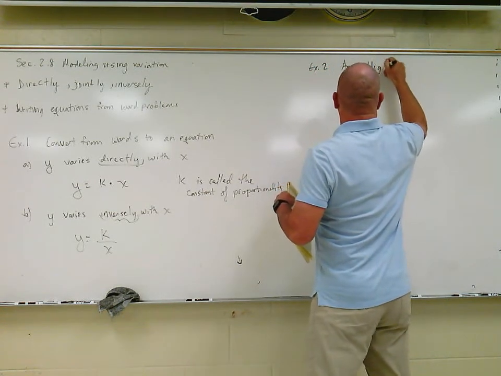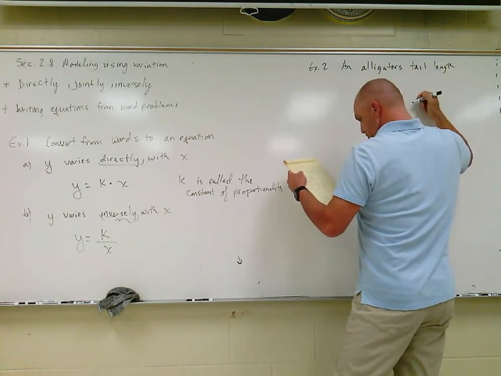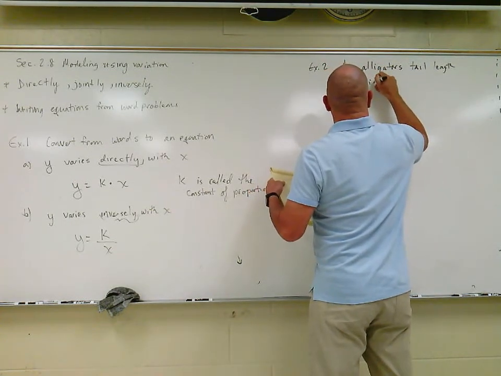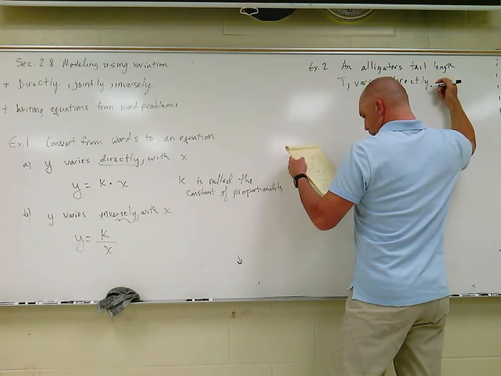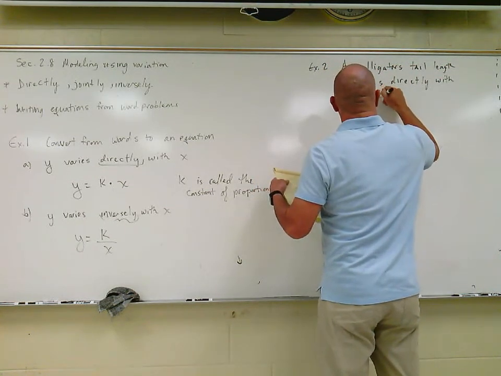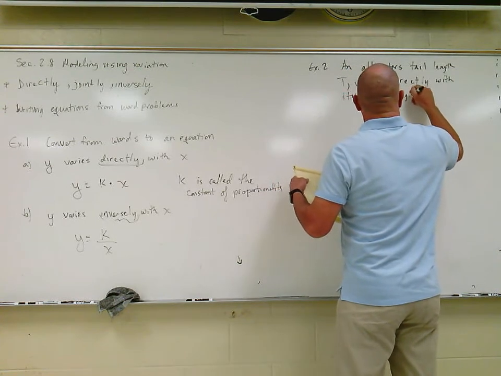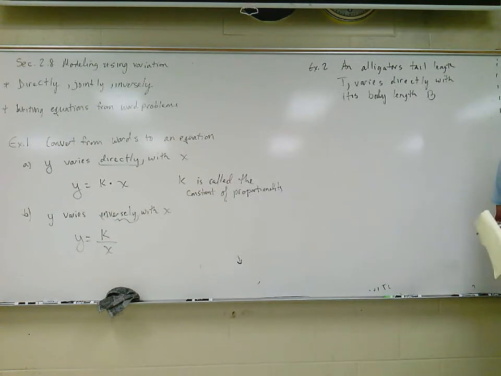An alligator's tail length, T, varies directly with its body length, B. So you can see now I've given you the two variables. And there's some multiplier, right? Because think about it, they're not going to be equal. I hope the body length of an alligator and the tail length are not the same. They're not exactly equal, but they're proportional to each other.